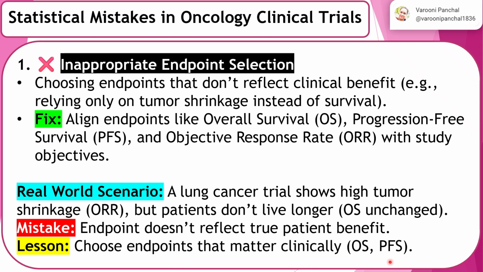OS, PFS and ORR, all these endpoints which are critical in oncology, need to align with the study objectives. The survival also should be seen, the tumor shrinkage also needs to be seen, and there have to be specific parameters that need to be met, so that you can see the patients are benefiting from consuming this oncology molecule.